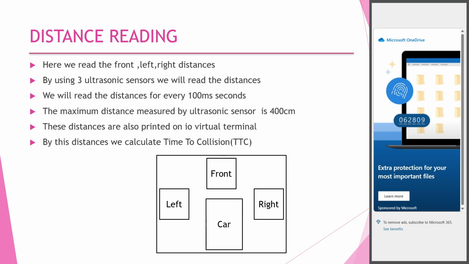Distance reading. Here we read the front, left, and right distances using ultrasonic sensors. By using three ultrasonic sensors, we read the distance every 100 milliseconds, and the maximum distance measured by the ultrasonic sensor is 400 centimeters. Left and right distance warning is when it is less than 30. These distances are printed on the input output virtual terminal, and from distance we calculate time to collision, TTC. Forward is less than 230 and left right is less than 30.